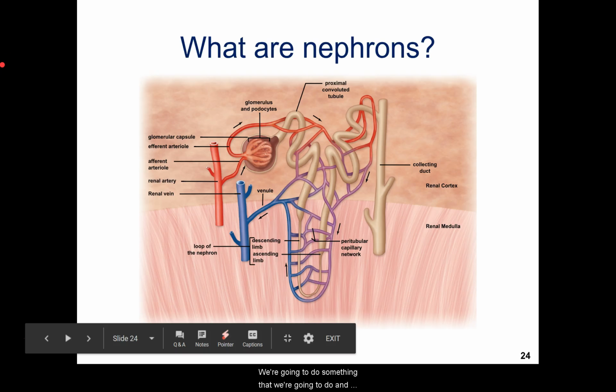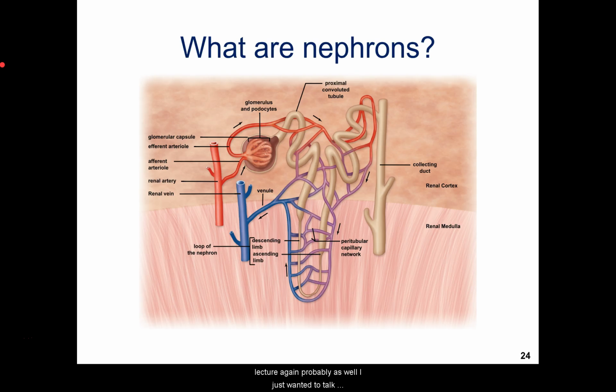Going to do something that we're going to do in lecture again probably as well. I just wanted to talk about the anatomy of these nephrons and their function in the creation of urine and the excretion of some of the more toxic chemicals that your body makes. So here's this schematic picture of what the nephron looks like, and understanding how all these parts work is necessary. It's fundamental for understanding how the kidneys work.